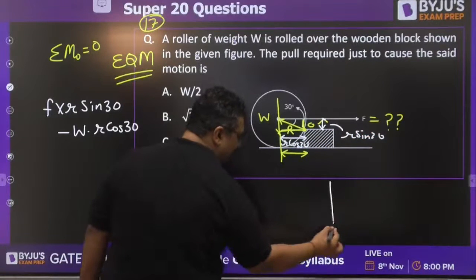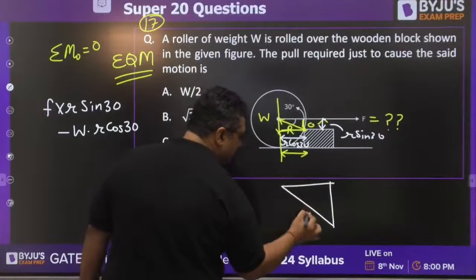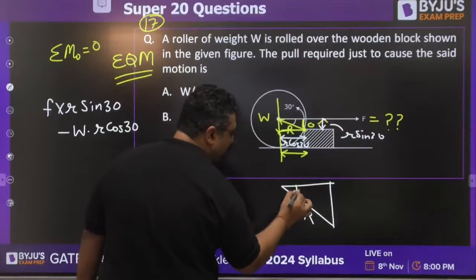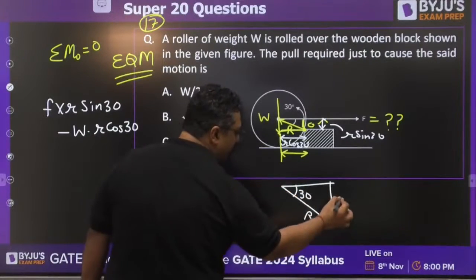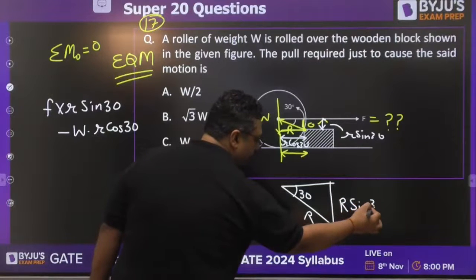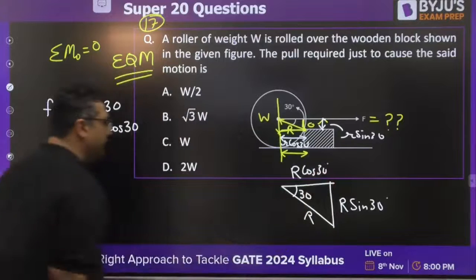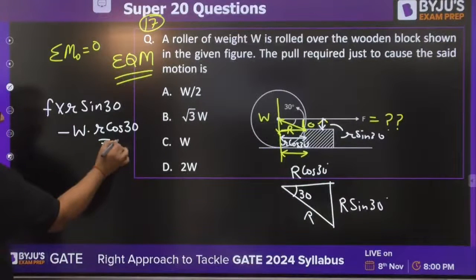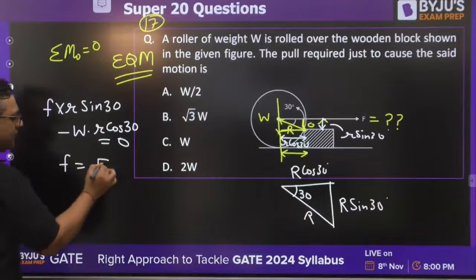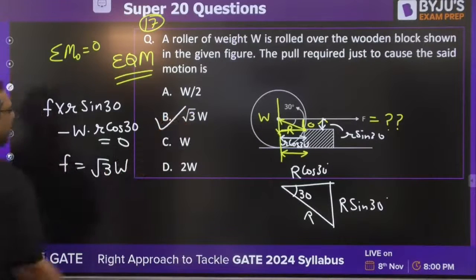You can see the triangle like this. This is R and this angle is 30. So this is R sin 30. This is R cos 30. Using this, you will be getting F to be root 3 times of W. B is the right answer.